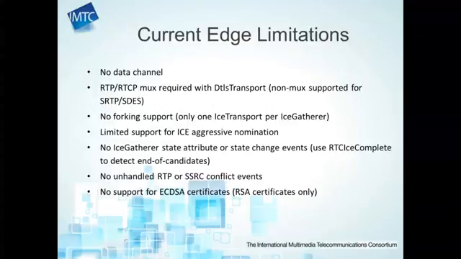Next. There are some limitations. One of the biggest ones is no data channel. We also have no forking support at the moment. And there are some things with ICE that are missing. We don't handle SSRC conflicts. And one of the bigger ones is we don't currently support DTLS 1.2 and ECDSA, but we're working on it. Next.